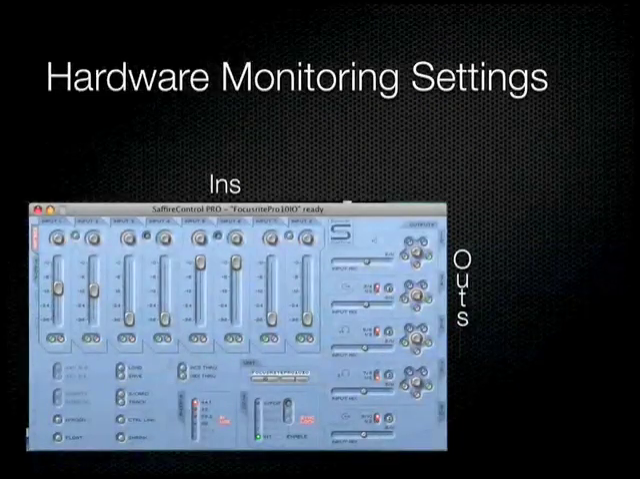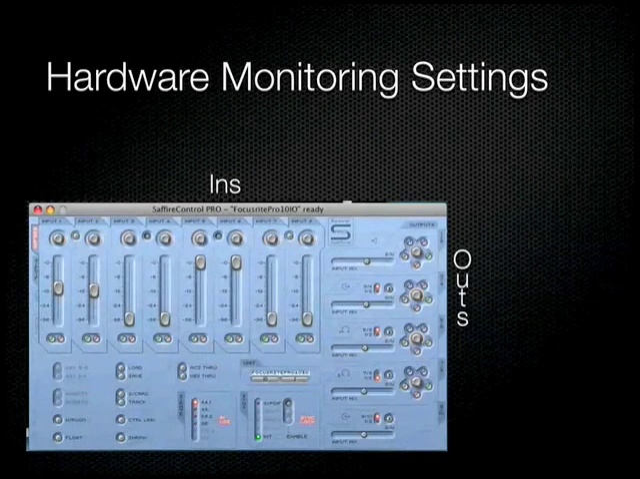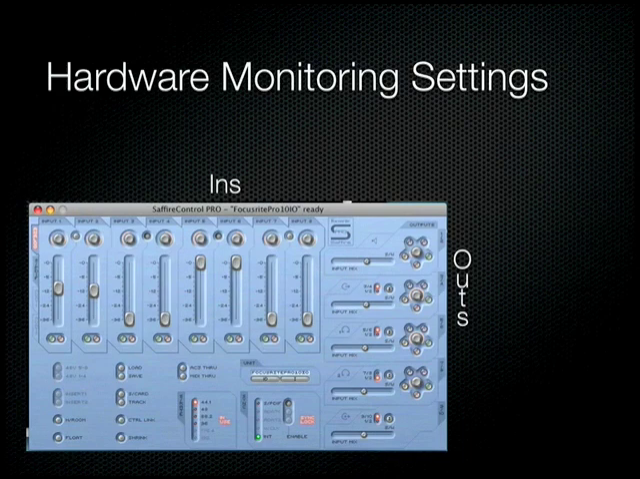Now let's take a look at the audio interface mixer. This one happens to be for my Sapphire, but all audio interfaces come with something equivalent. The top part, seen here, controls the hardware monitoring levels of the inputs. The right side, over here, controls the output channel configurations and levels.